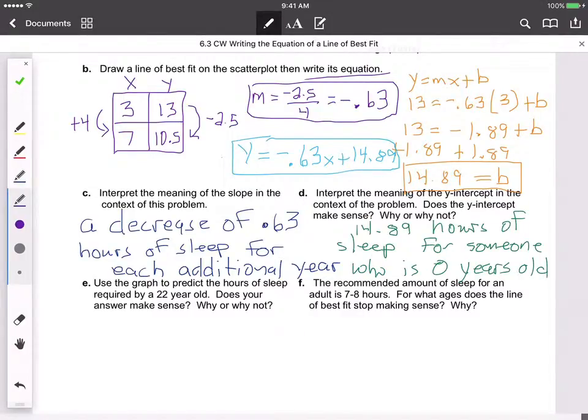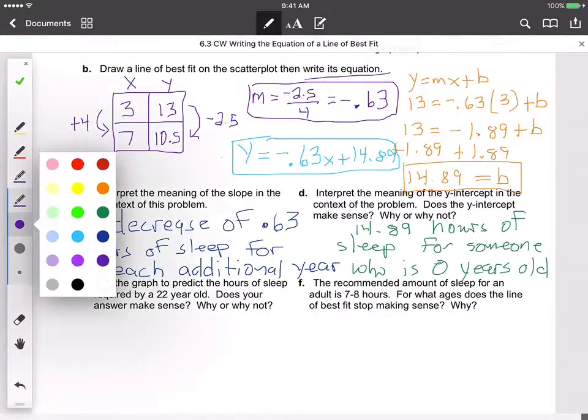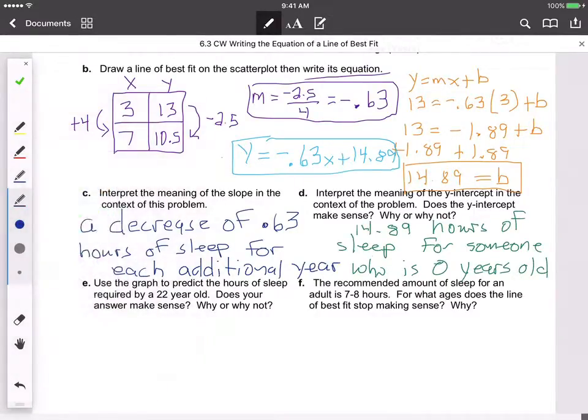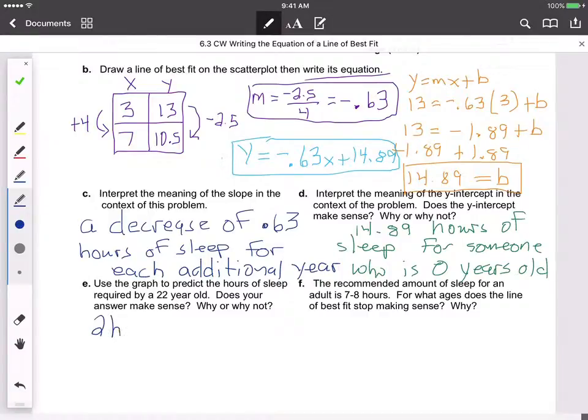So make sure you write down the answer there. And then on the computer, go ahead and answer, does this make sense? Hopefully you answered no. It definitely doesn't make sense because it doesn't matter how old you are, you definitely need more than 2 hours of sleep.